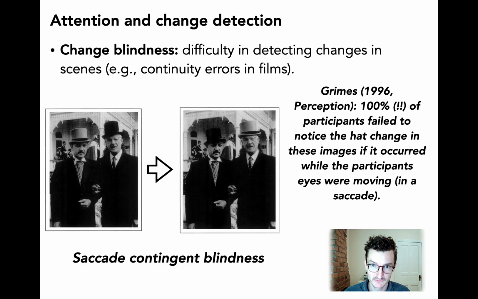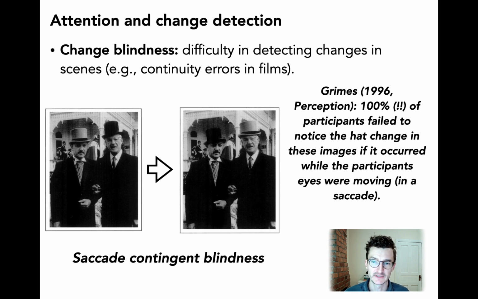So another cool attentional phenomenon that I talked a little bit about in intro psych is known as change blindness. And change blindness looks at difficulty in detecting changes in scenes. So for instance, continuity errors in films. Change blindness is based on manipulations of attention. And indeed, magic is effectively based on change blindness. So it's effectively based on drawing your attention somewhere else so the magician can actually pull the rabbit out of their hat, so to speak.